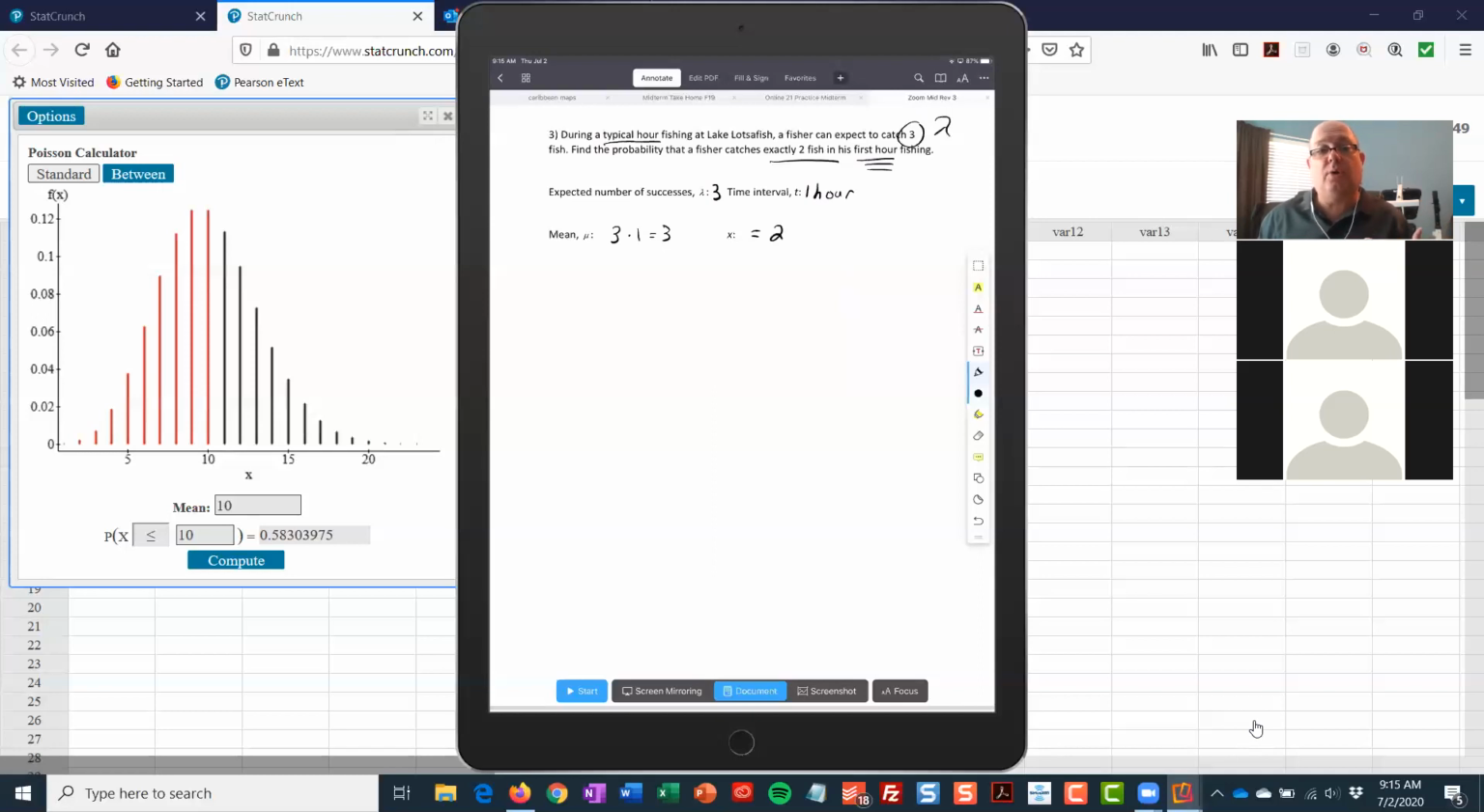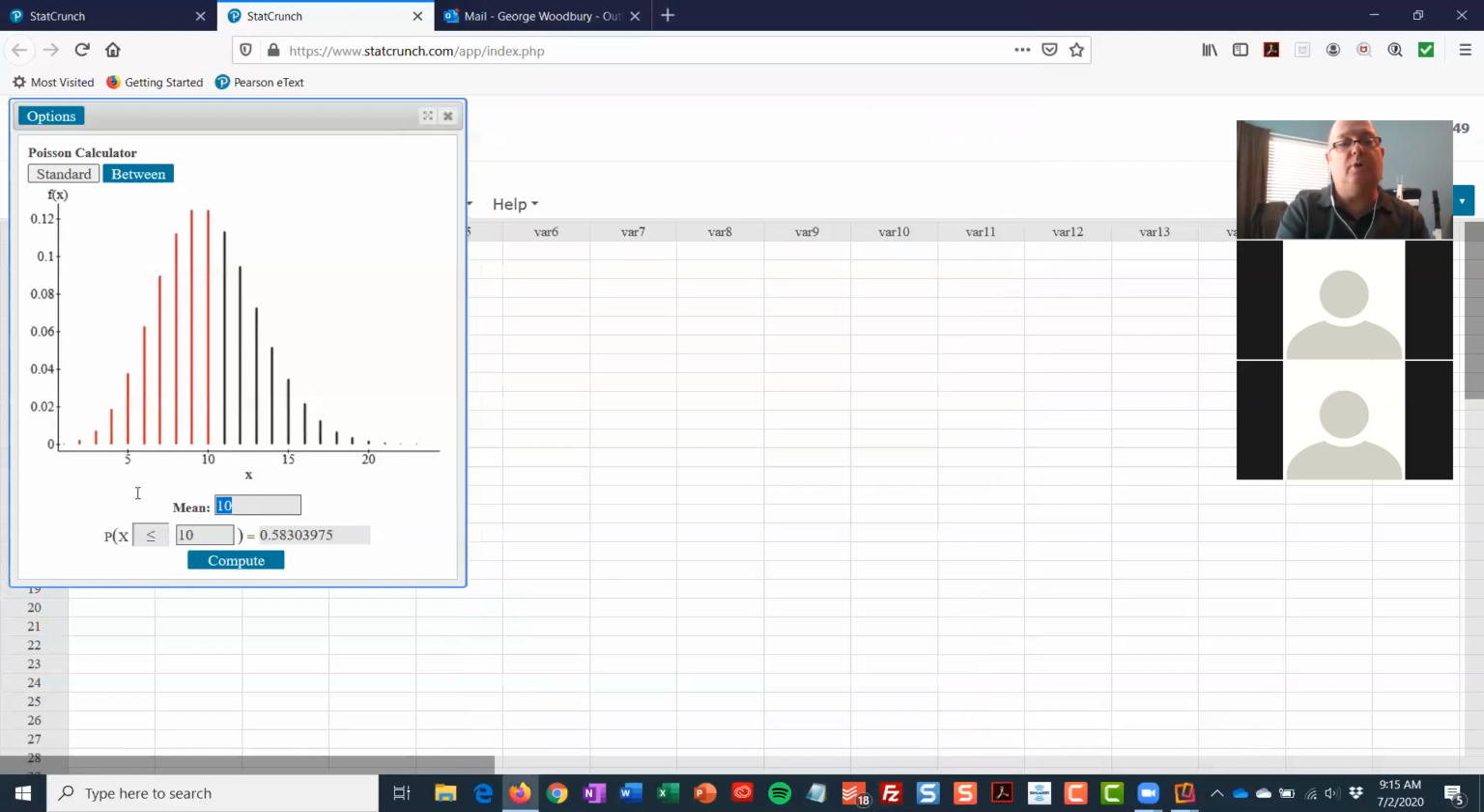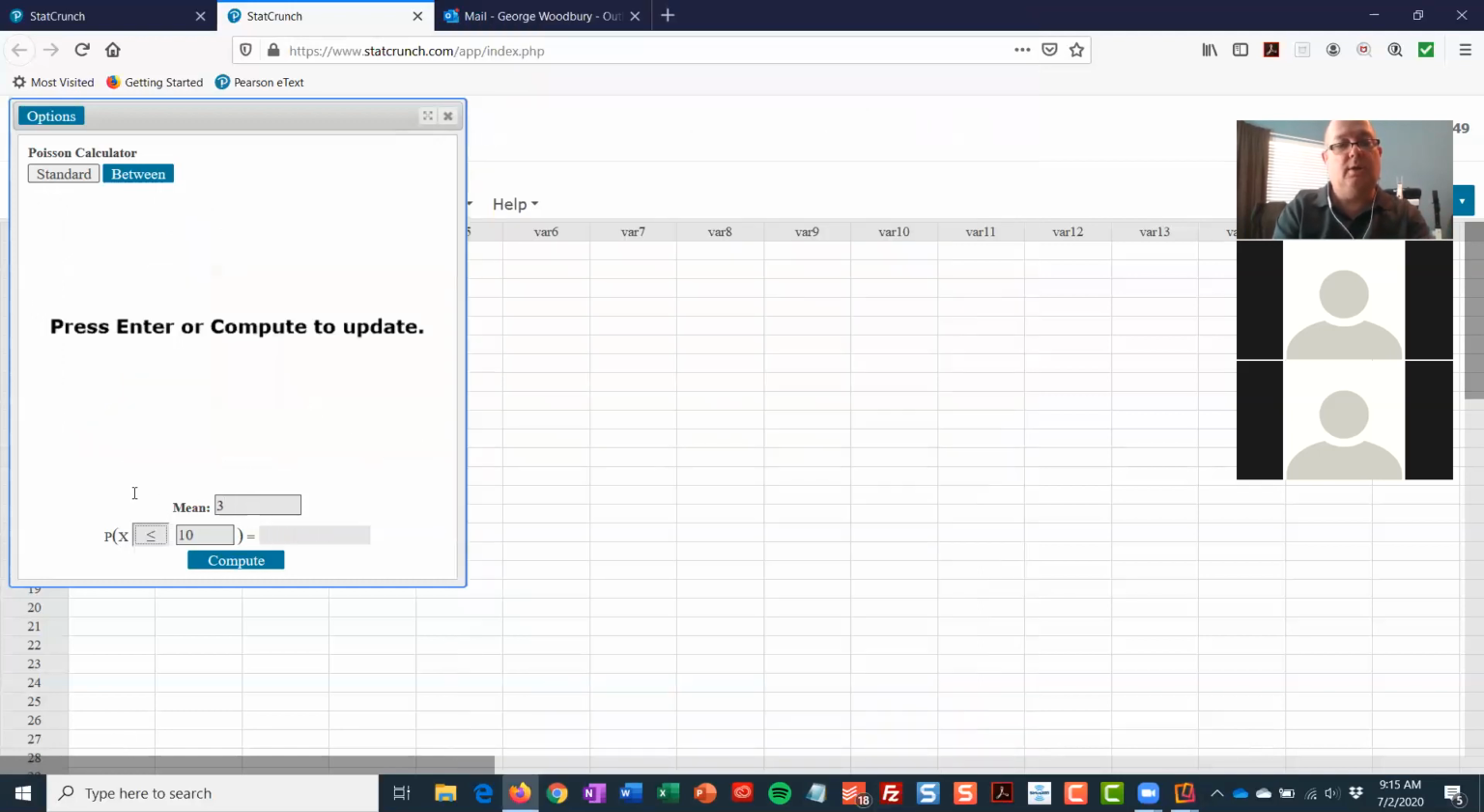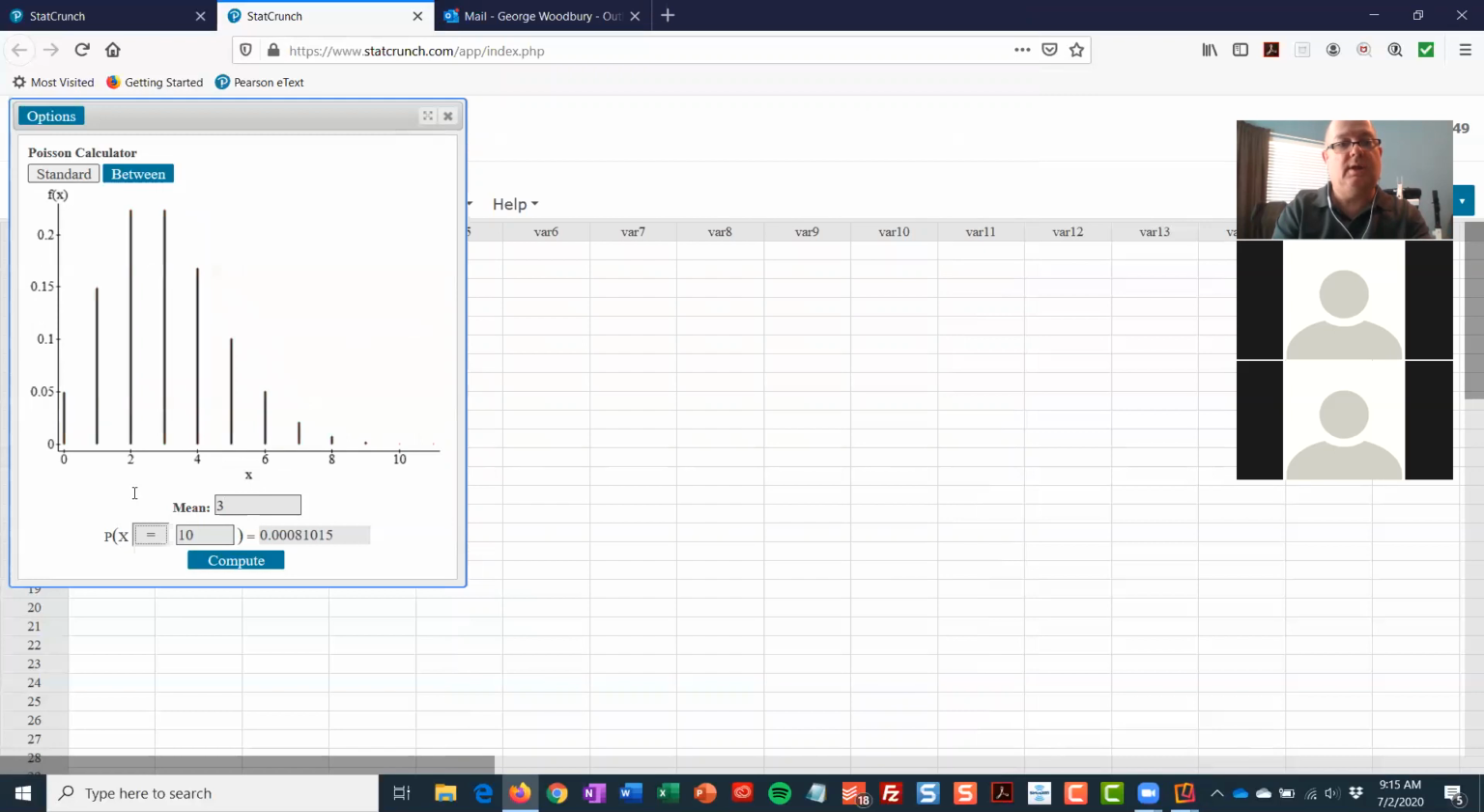So this is a Poisson problem with a mean of 3, and we're looking simply for x to be equal to 2. Again, the mean for the problem is 3. We want x to be equal to 2, and we get 0.2240.